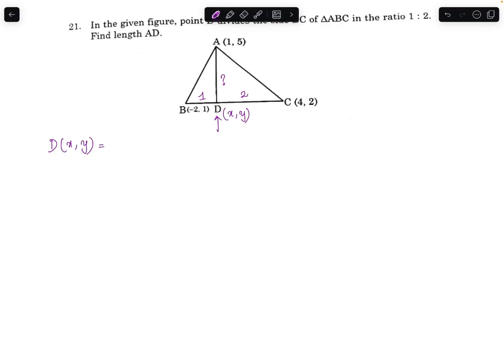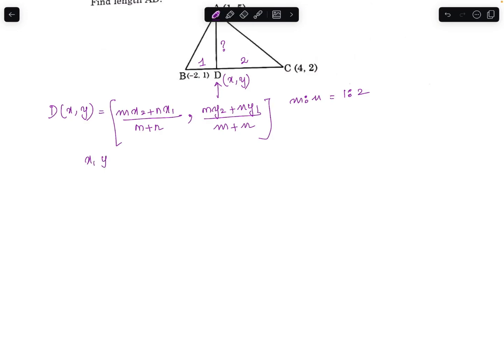D of x comma y is equal to mx2 plus nx1 upon m plus n, comma my2 plus ny1 upon m plus n. M is to n is given as 1:2. Here x1, y1 is the coordinates of point B and x2, y2 is the coordinates of point C.